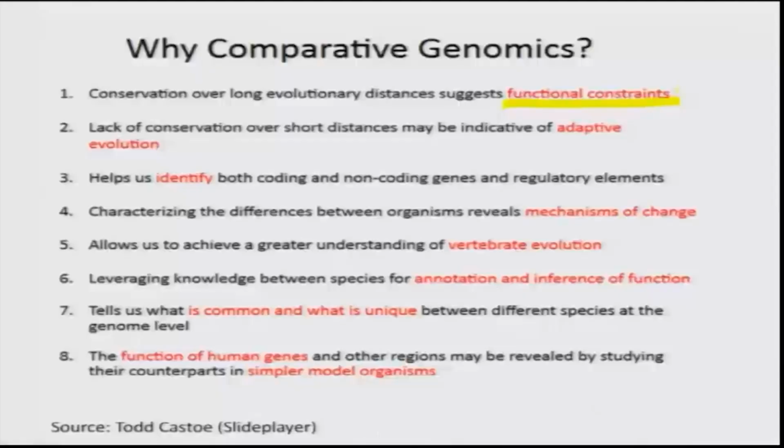Lack of conservation over short distance may indicate adaptive evolution. What do you mean by adaptive evolution, right? You must have studied about mammals and other Darwin's finches. These are classic examples of adaptive radiation. When there is a pressure, for example, if members of the same population of a species live in a locality or habitat and there is a sudden change pressure on them, then what do they do? They migrate to a different region to survive.